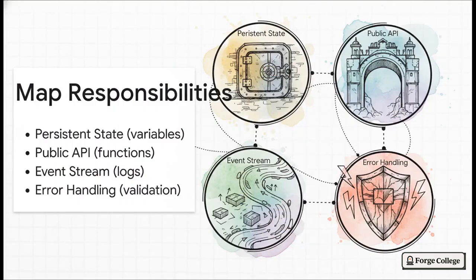Adopting this mindset forces you to make minimal, testable design decisions. Instead of adding bloated features just because you think you might need them later, you map exact responsibilities. What needs to be saved forever? That is your persistent state. How do people interact with it? That's your public API. How do off-chain apps know what happened? Your event stream. And what happens when things go wrong? That'll be your error handling. Doing this keeps your contract lean, cheap to deploy, and honestly, infinitely easier to audit.